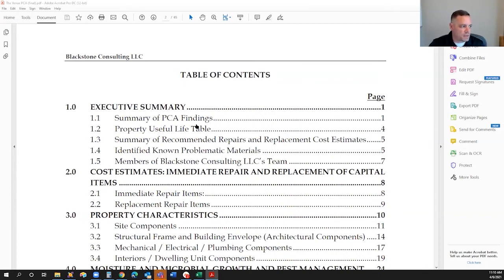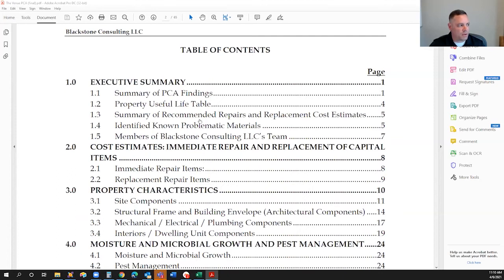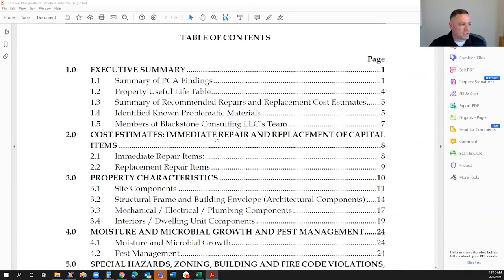So executive summary, this is kind of going over just what they found. I'm just going to go over the table of contents. Cost estimates on things that they found that need to be fixed. And a lot of times they'll actually escrow the money out from the beginning. So this can be problematic sometimes if you don't have enough cash or reserve of capital underwritten in your deal when you go into it.